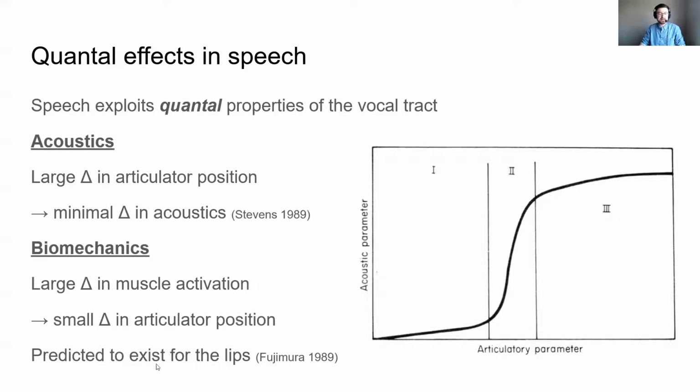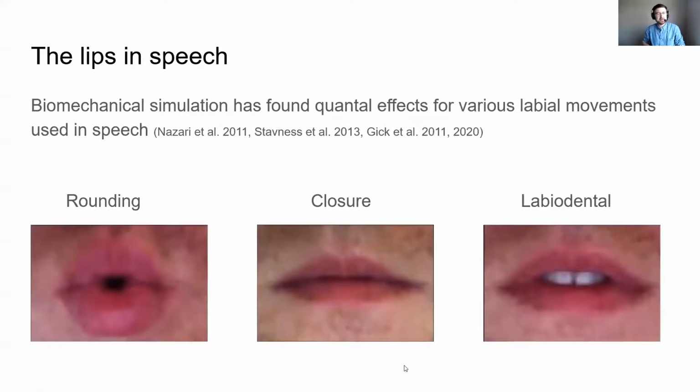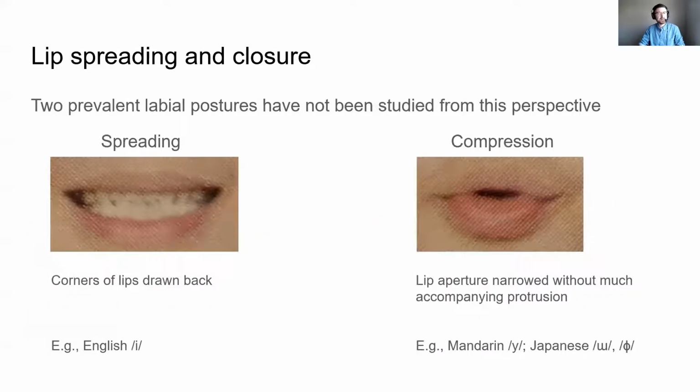And Fujimura predicted this relationship to exist for postures of the lips used in speech. And indeed, biomechanical simulation studies have found quantal effects for various labial movements used in speech, including rounding, closure, and labiodental constriction.